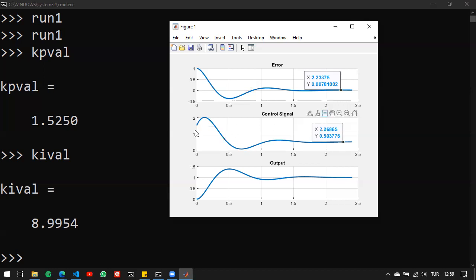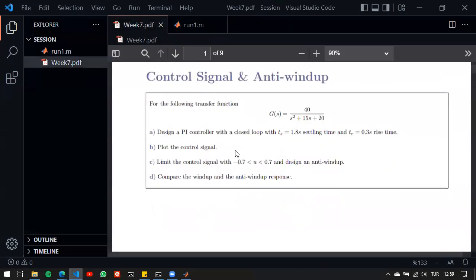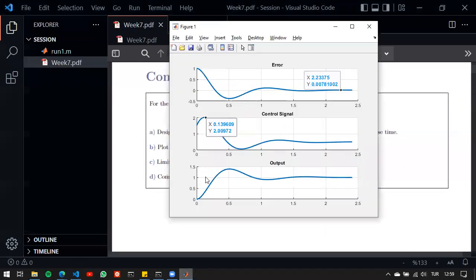Now, you can see that the peak value here is 2.02. So you need this much control signal at its peak in order to control the system. What we want to experiment with here is to limit this control signal. We need to limit it to 0.7, something like this. It should never surpass this limit, also in the negative direction, but we don't have any negative control signal.